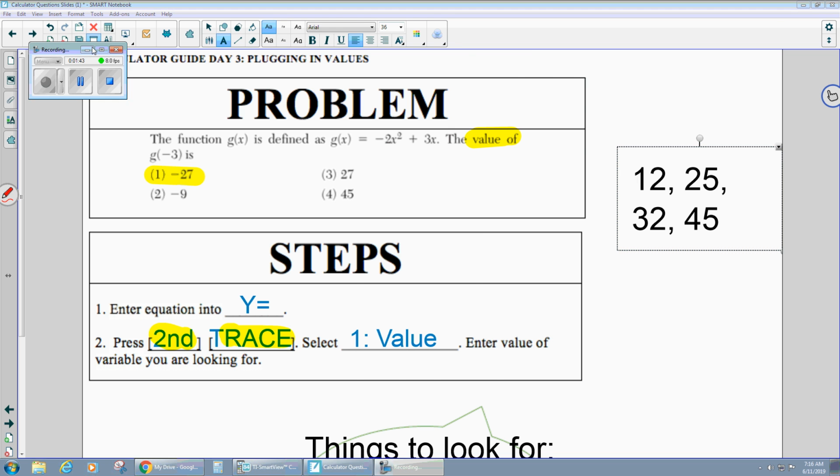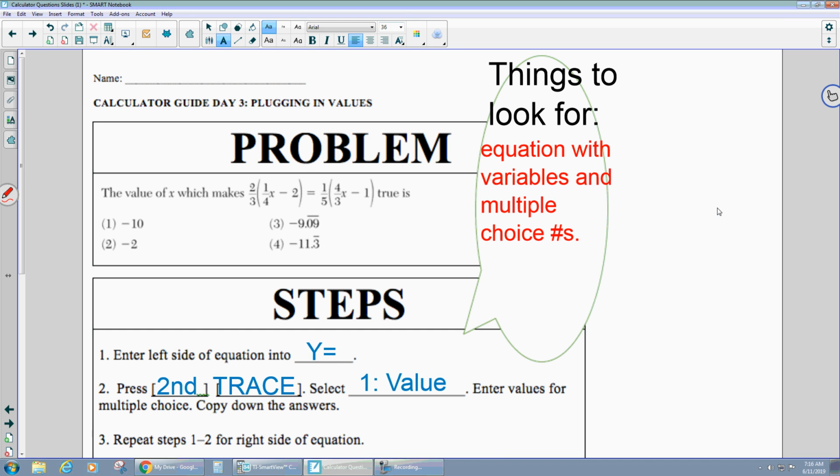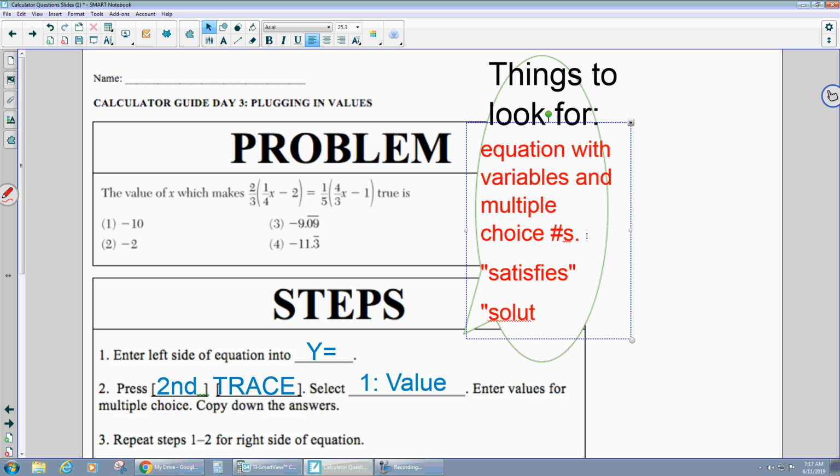Okay, let's turn the page and look at the problem on the back. We're going to be applying the same strategy. It's just a little bit different. Same type of skill, same steps. The things to look for when we're doing this type of problem: you're looking for an equation with variables and your multiple choice answers are numbers. You also want to look for keywords such as "satisfies," "the solution to," or "makes true."